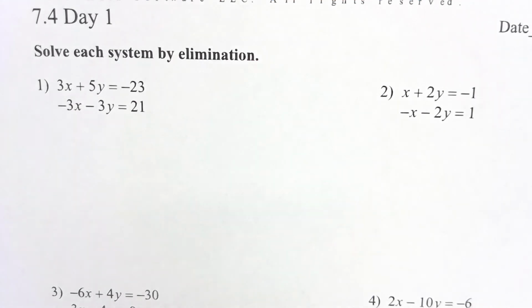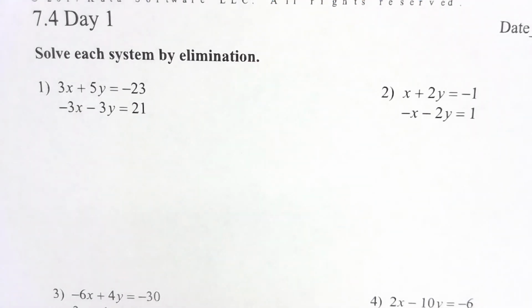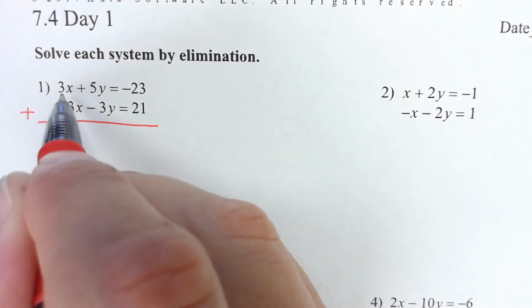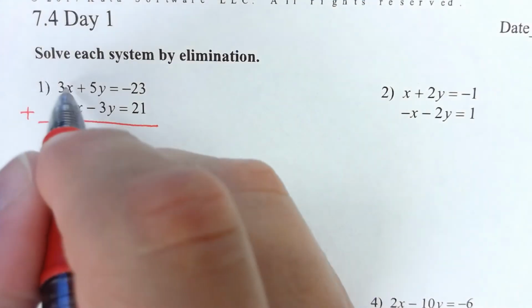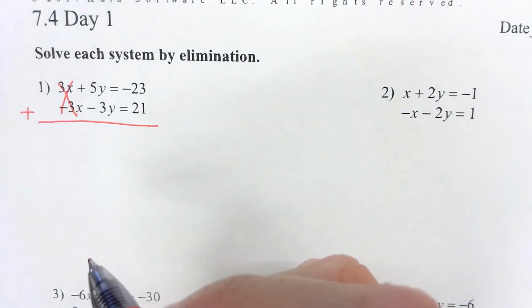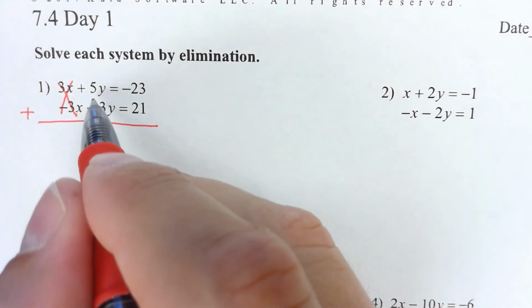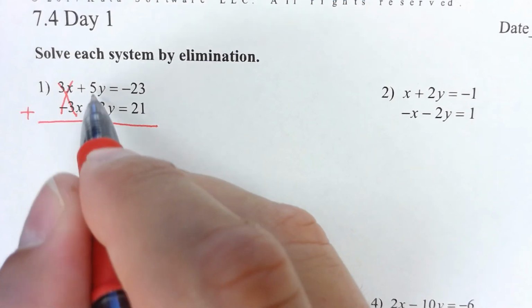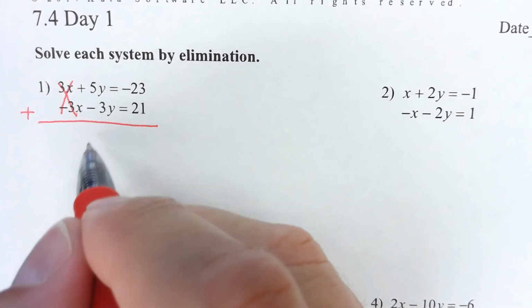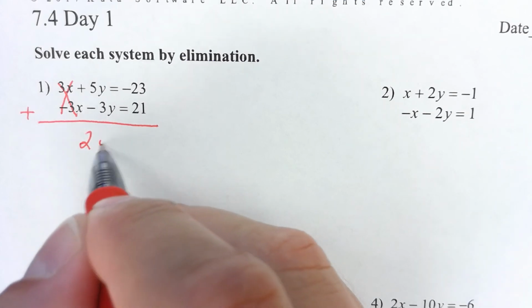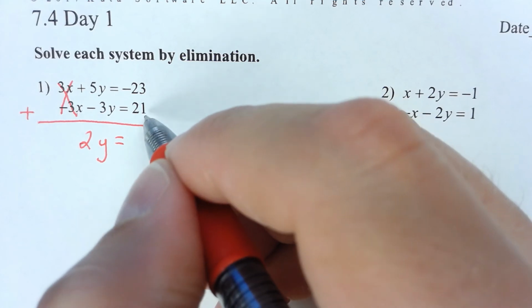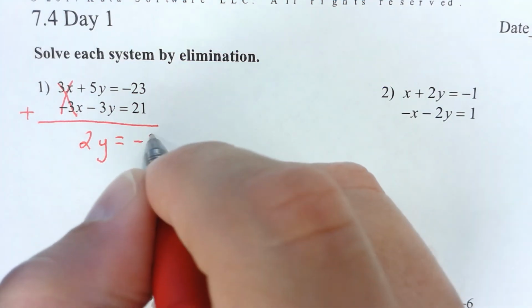Again, we're not trying to trick you. It's going to be nice and easy to start with. Here you can see some elimination going on. Right here, look how I have a positive 3x and a negative 3x. So those are eliminated, leaving me to add a 5y and a negative 3y. Well, 5 minus 3, you can kind of see that going right there. Well, that's 2y equals, and I have a negative 23 and a positive 21. Well, that's going to be a negative 2.